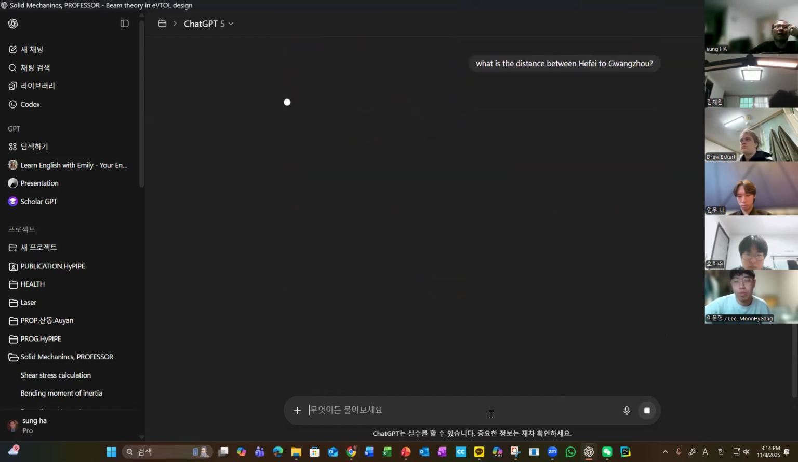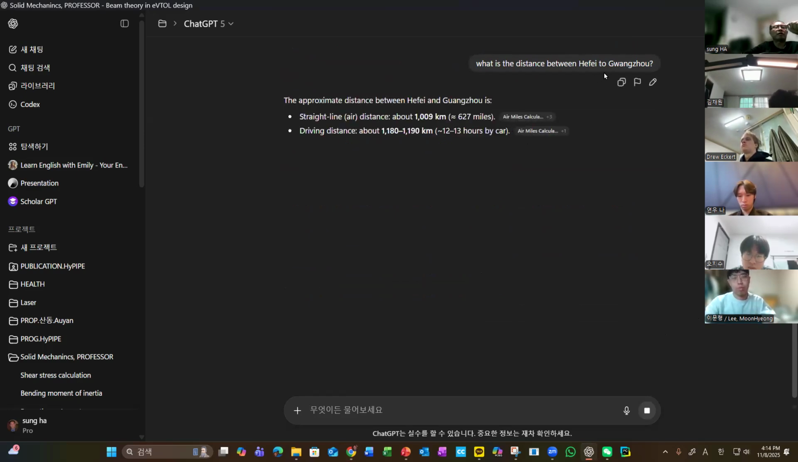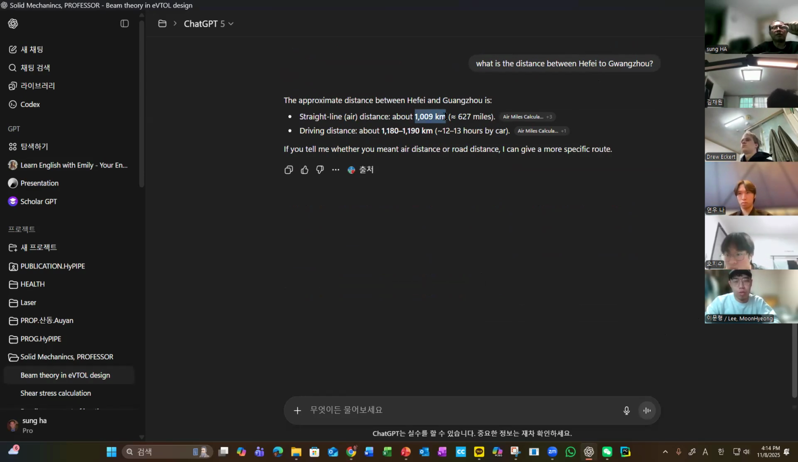Well, the reason we like to see the distance is that the approximate distance from Hefei to Guangzhou is 1,000 kilometers. Okay, 1,000 kilometers is not a short distance.